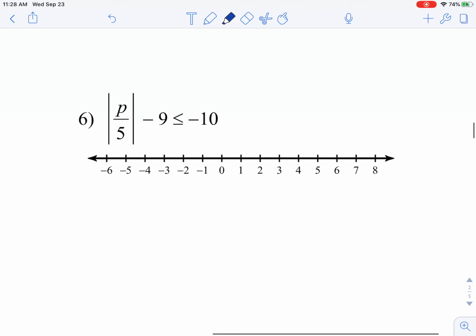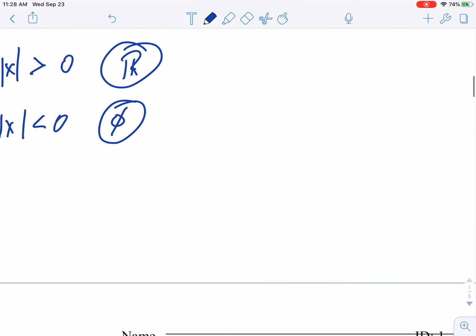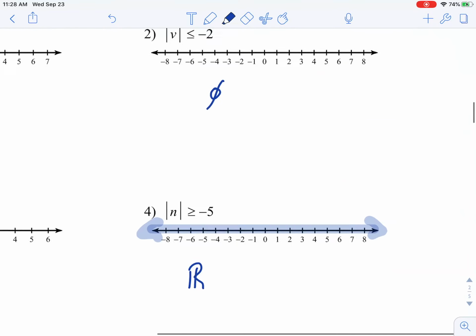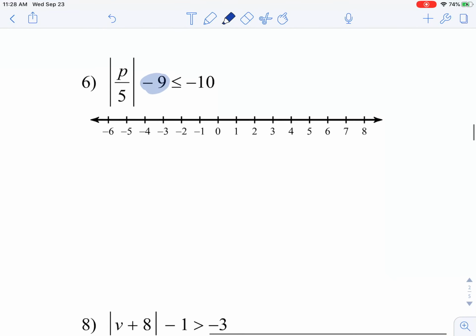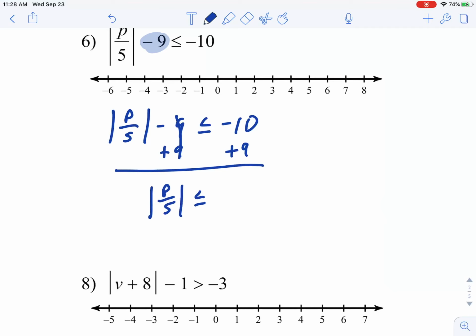The only thing is, you get into a problem like this, and how are you supposed to process it? Well, for this one, we do have a number outside of the absolute value bars, so that changes things a little bit, potentially. You do have to isolate the absolute value part. So I need to isolate the p over 5 part. I'm just going to rewrite it here to give myself room. Okay, so I'm going to add 9 to both sides. Absolute value of p over 5 is less than or equal to -1.